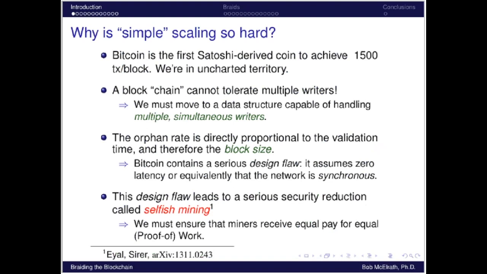One of the things I'll be talking about, and this is the point of a braid, is that we have to move to a data structure that's capable of handling multiple simultaneous writers. The chain structure only allows one block to be attached at the next site, right? It's a single writer data structure.